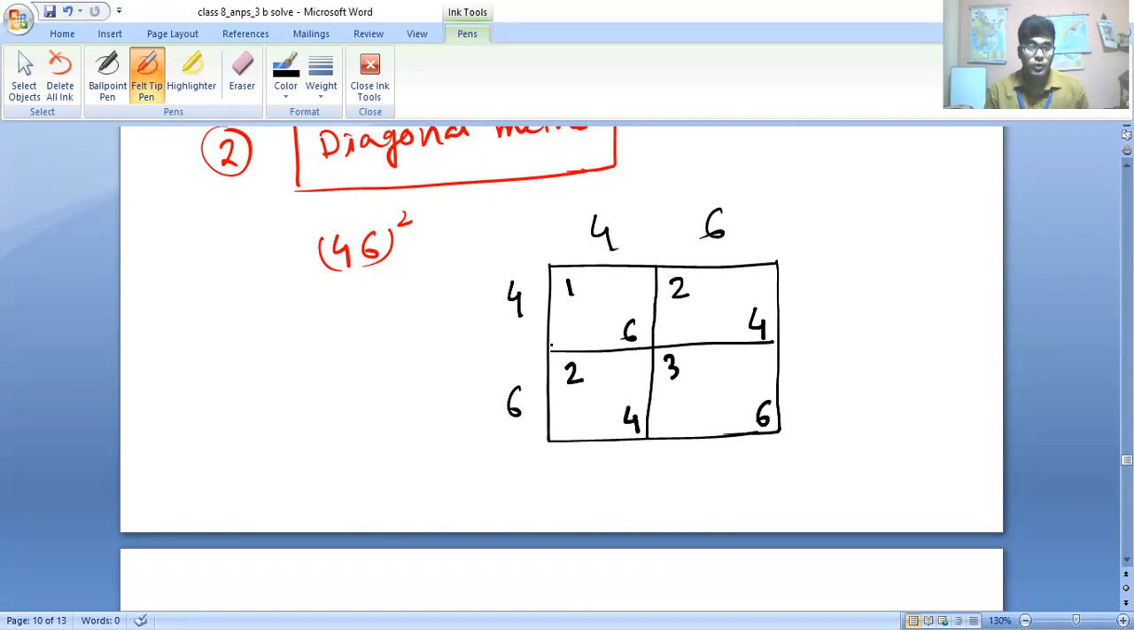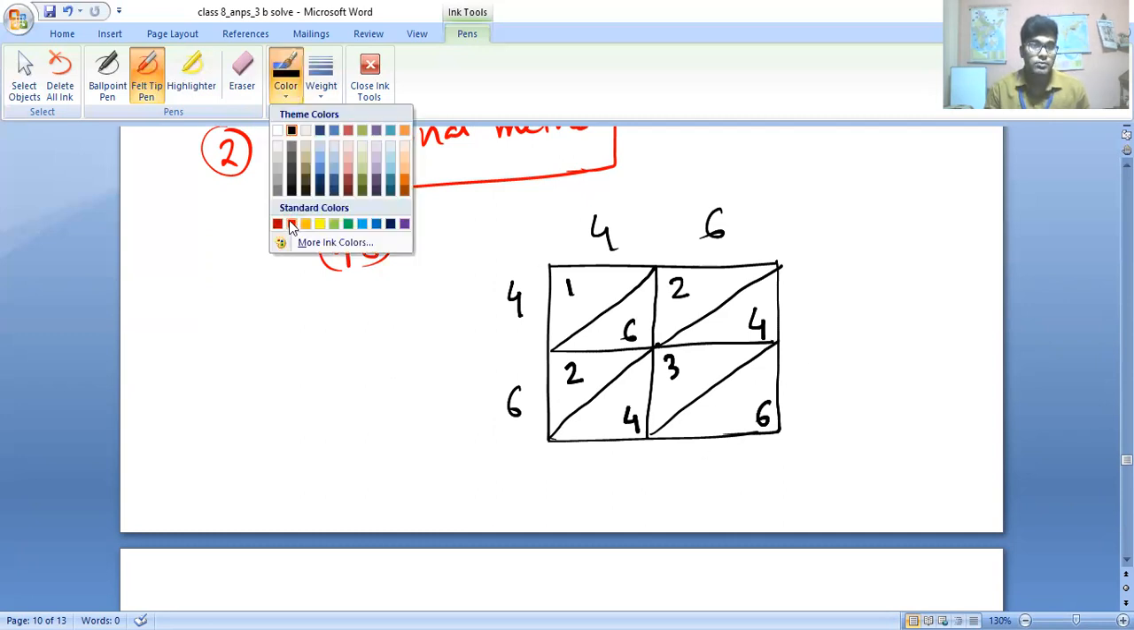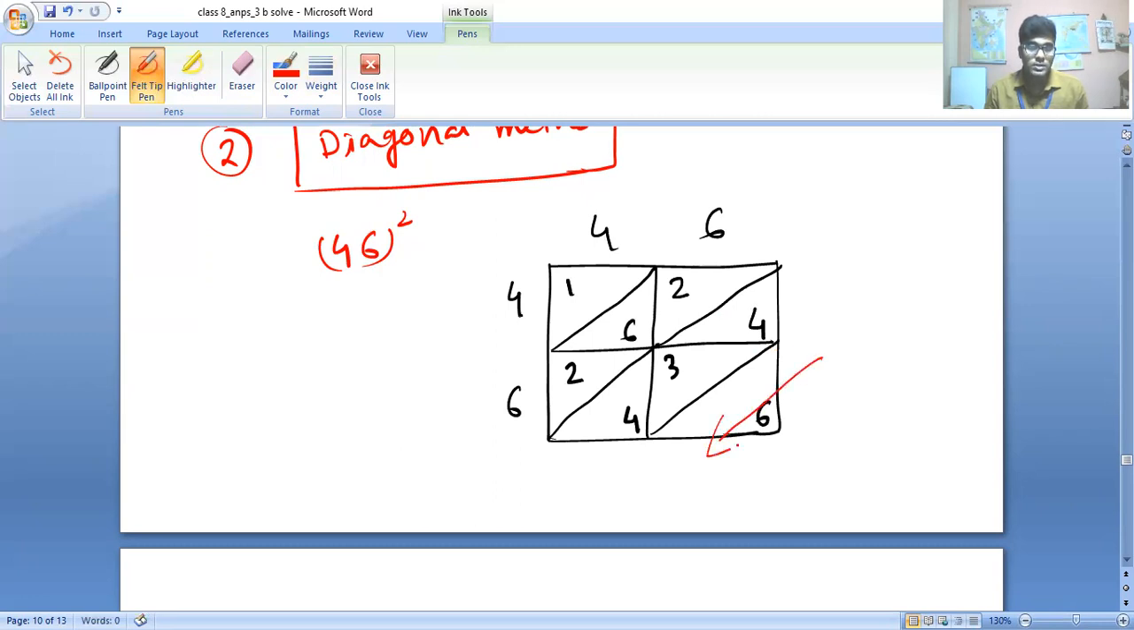Now each box we will divide corner-wise, okay, like this. Each box. Then we will count cross-section-wise, like this, like this, like this, and like this. Okay, so see here what we have. Here 6, so it becomes 6. Okay, now add them.